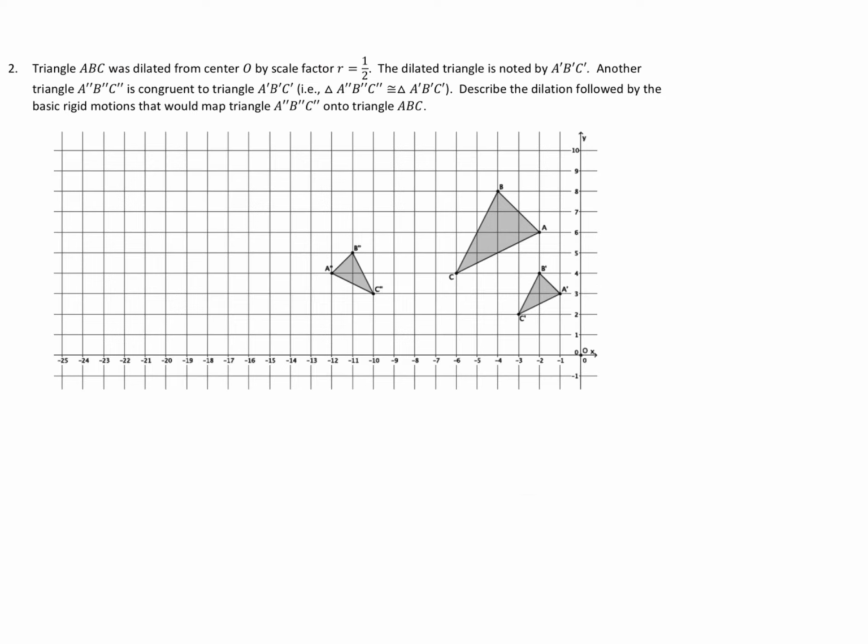In triangle ABC, this was dilated from the origin by a scale factor of 1/2. The dilated triangle is A prime, B prime, C prime. Another triangle, A double prime, B double prime, C double prime, is congruent to A prime, B prime, C prime. Describe a dilation followed by rigid motions that would map A double prime, B double prime, C double prime back onto the original. So if we are starting with the double primes and going to the original, we need to use a scale factor that enlarges it. So we're going to go from 1/2 and we're going to flip it over.